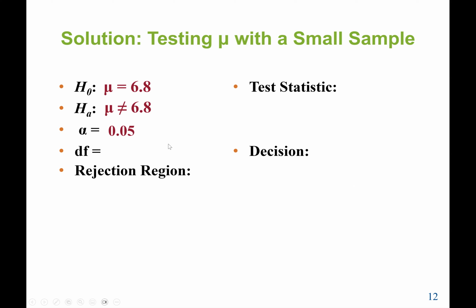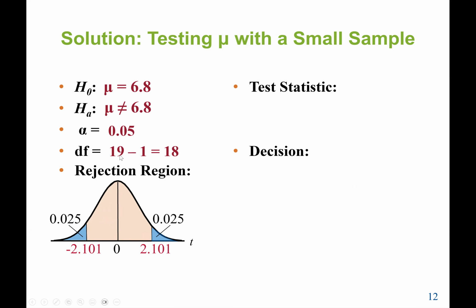Alpha is given as 0.05. We know the sample size is 19, so 19 minus 1 gives us 18 degrees of freedom. Then we know the alpha value 0.05 and the degrees of freedom, so we can find the t value, or critical value. Looking at the table, we get negative 2.101. But remember, we are doing a two-tail test, so we go to the right and get the same 2.101.